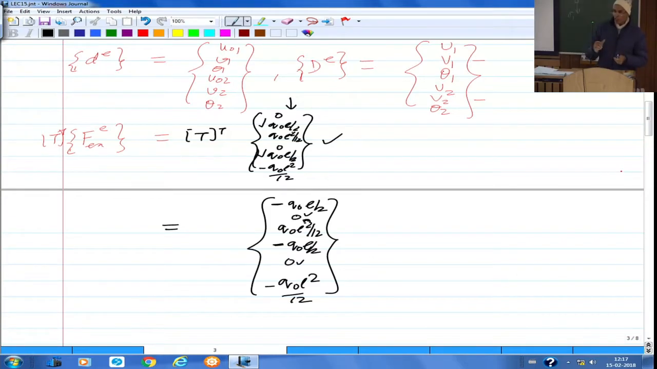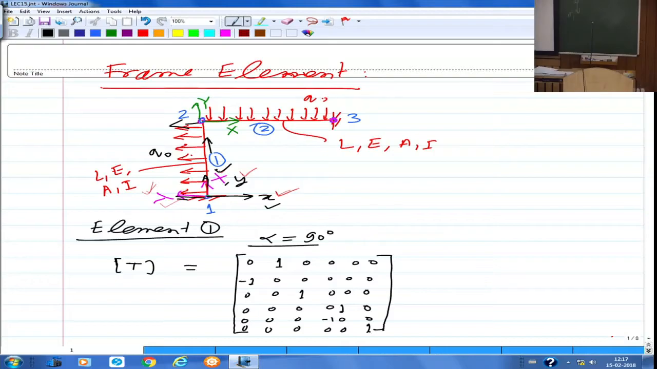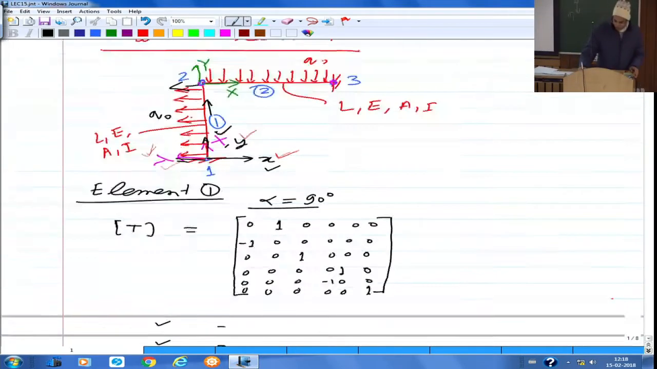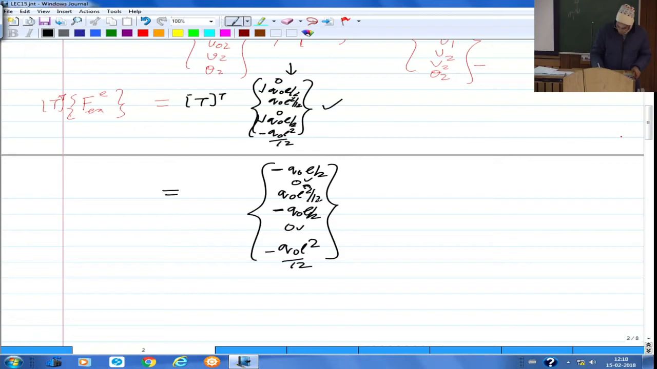But the moment is about z-axis, and z-axis orientation is still remaining the same. If you see here, whether you take this local x, this local y, z is like this. For the global x and y also, z is the same. So the moment is about the same axis, its sign remains the same at the second node. So you have this moment q naught L square by 12, and this is minus q naught L square by 12, which remains here also, q naught L square by 12 and minus q naught L square by 12. So this is the transformed stiffness matrix of the first element.